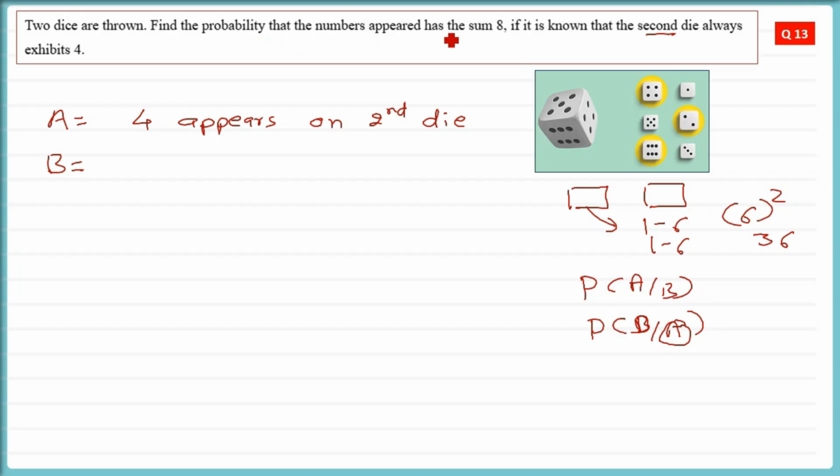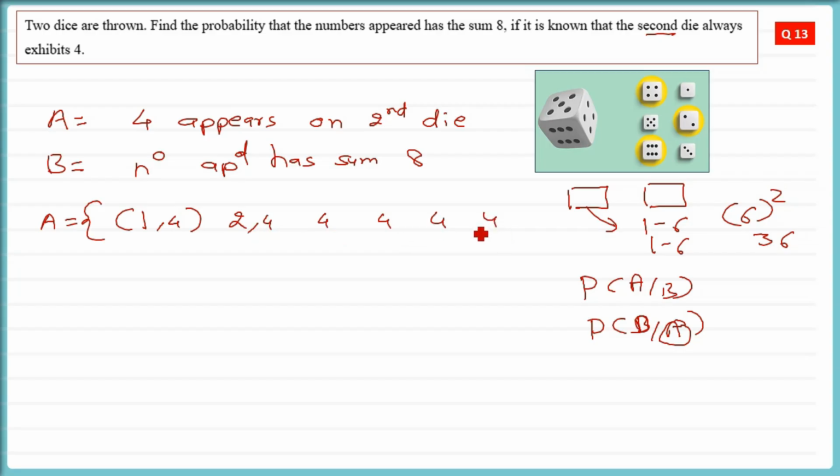Now B is the event that the number appeared has sum 8. Now let's make the events and elements. Now 4 is fixed in the first case: 4 appears in the second die. The first can come from 1 to 6, but the second is fixed. So I am fixing the last one, the second die. The first can be 1, 2, then 3 can come, 4 can come, 5 can come, 6 can come. So this is the event A, or all the experiments which you see for event A.